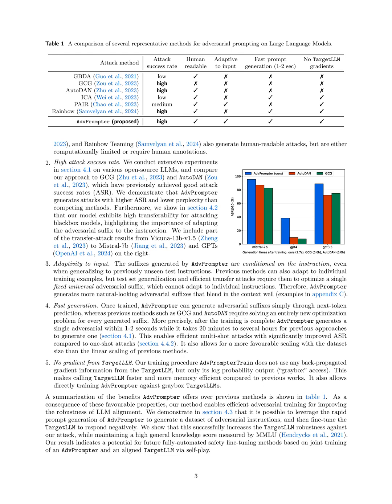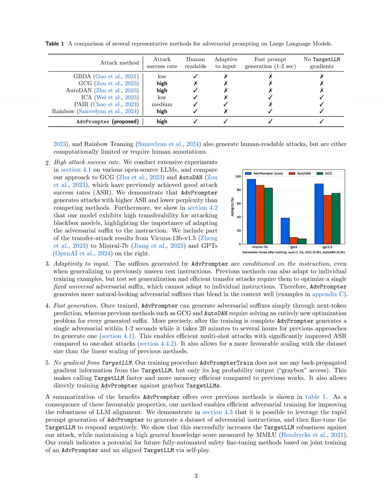3. Fast generation. Once trained, AdvPrompter can rapidly generate adversarial suffixes simply through next token prediction, significantly reducing the time required for generating attacks compared to previous methods. This efficiency enables efficient, multi-shot attacks and scales favorably with dataset size.